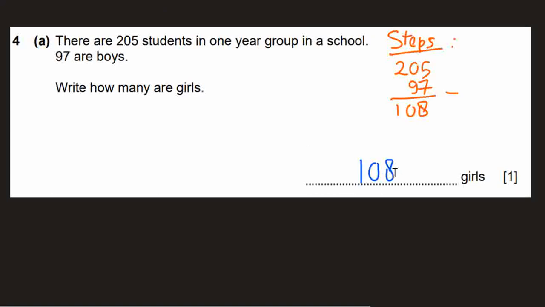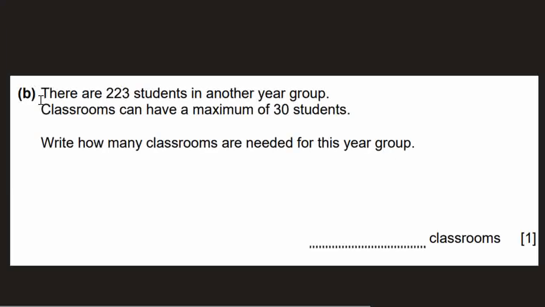Here's the answer and these are the steps. Question 4B. There are 223 students in another year group. Classrooms can have a maximum of 30 students. Write how many classrooms are needed for this year group. 1 minute from now.